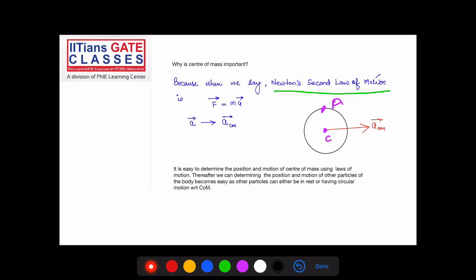But somehow if we can determine the position and motion of the center of mass, then with respect to the center of mass, I can always determine the position and motion of point A, because point A can only have two possibilities with respect to the center of mass: it could be at rest or it might be having circular motion with respect to the center of mass. There is no other possibility for point A.